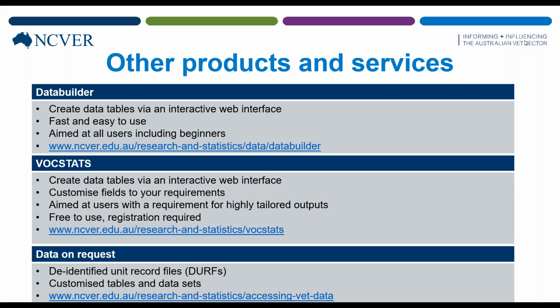The second is a tool called VoxStats, and this has similar functionality to the Data Builder, but has some added features which allow for more customization of the data for intermediate and expert level users. And lastly, we can produce data on request, including custom data tables and de-identified unit record files. So if you're interested in finding out more, please search for Accessing VET Data on the NCVER portal.